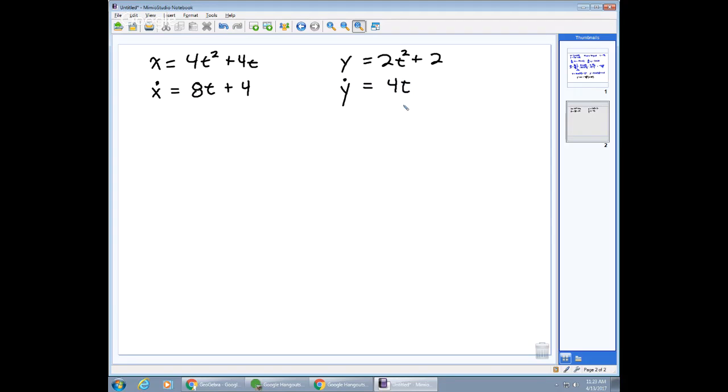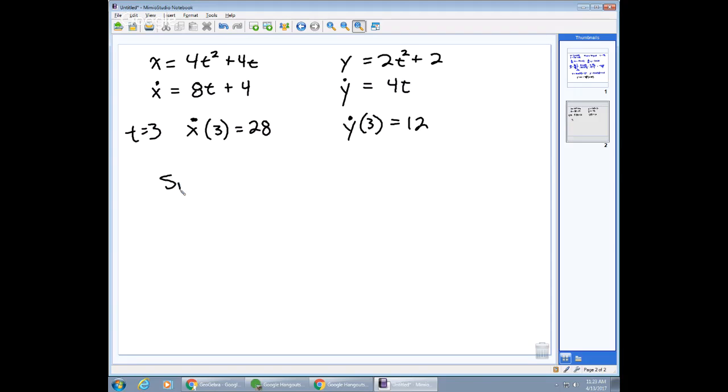Yeah. Now here they only ask us about t equals 3, so I don't really have to do it in general. So my horizontal speed, x dot evaluated at 3, would be 24 plus 4, which is 28. And then y dot evaluated at 3 would be just 12.